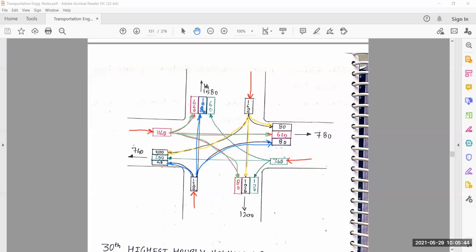Okay, out of 360 vehicles here, 200 vehicles will go straight, 60 vehicles will go right, and 100 vehicles will go left.